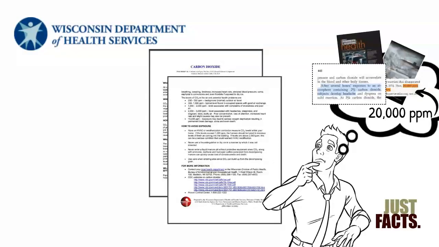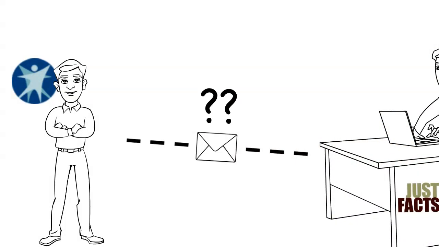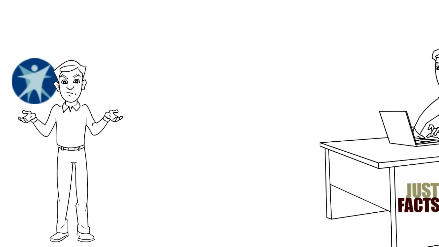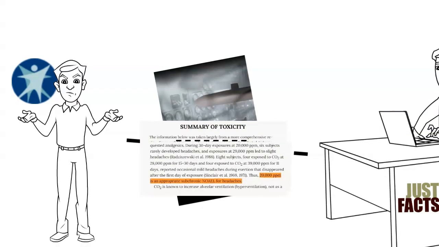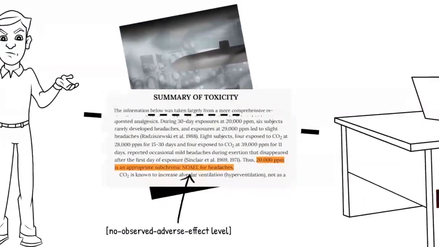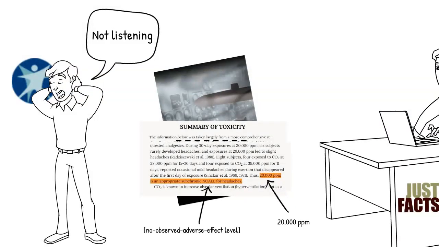Having recently researched this issue, Just Facts noticed these figures were much lower than other figures from studies published in academic journals. So Just Facts wrote the Wisconsin Department of Health to see if they had any evidence to support their numbers. They did not, and Just Facts directed them to an extensive review of studies by the National Research Council that found that CO2 did not cause headaches until levels rose to roughly 20,000 ppm. Still, the Wisconsin Department of Health would not change its cut sheet.